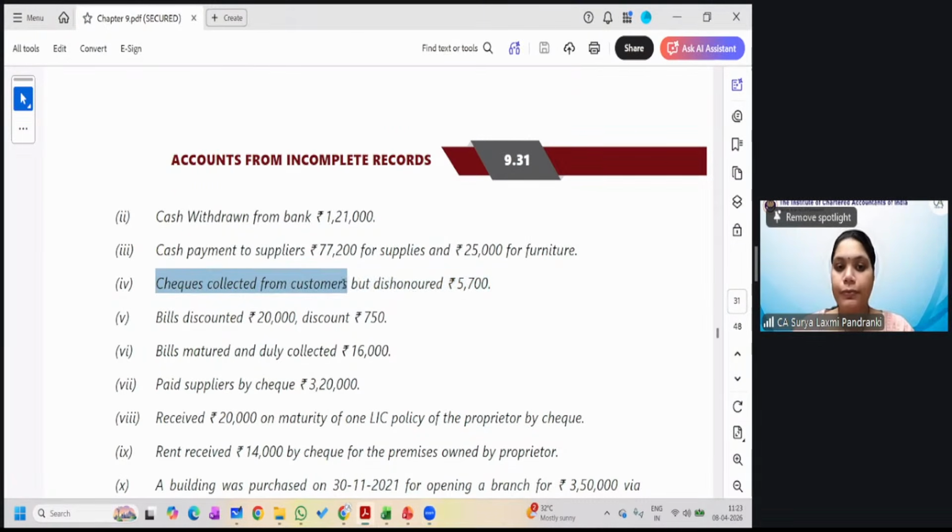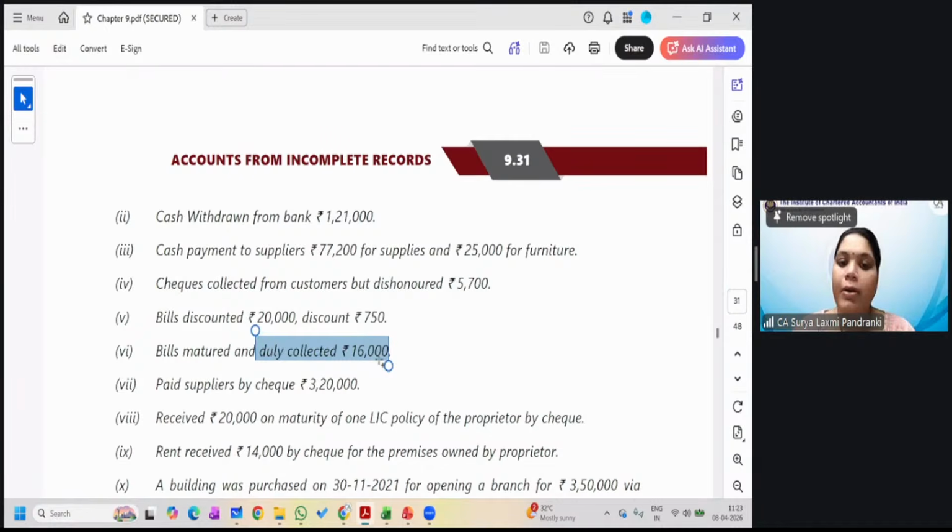So here, when the check is received, you write the entry in the debtors account and bank account. But when the check is dishonored, you will have to reverse the entry because payment is still pending, correct? Yes, ma'am. Okay. What is the next one? Bills discounted. This we just discussed. Bills discounted means we have given it to the bank, and the bank has removed a discount of 750 and paid only the net amount after deducting 750. Then you have bills matured and duly collected, which is 16,000, which means there are few bills which will be honored on time, right?